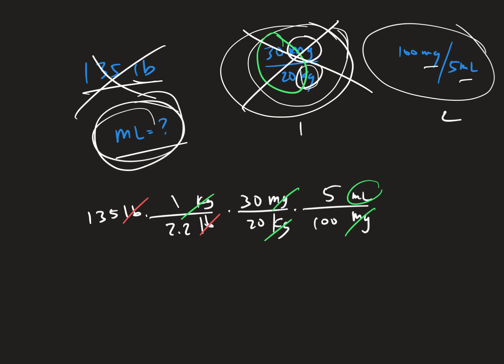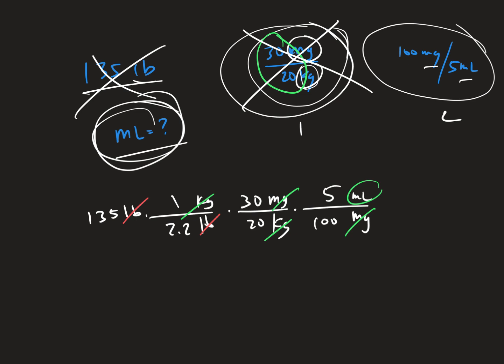Are we good? Do we need an answer? Okay, so 135 divided by 2.2. Then what? Times 30, divide by 20, times 5, divide by 100. Do you all understand this process?